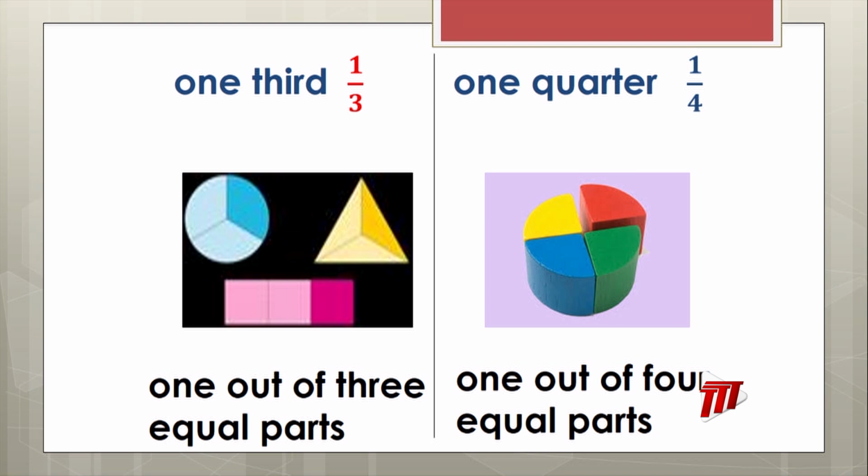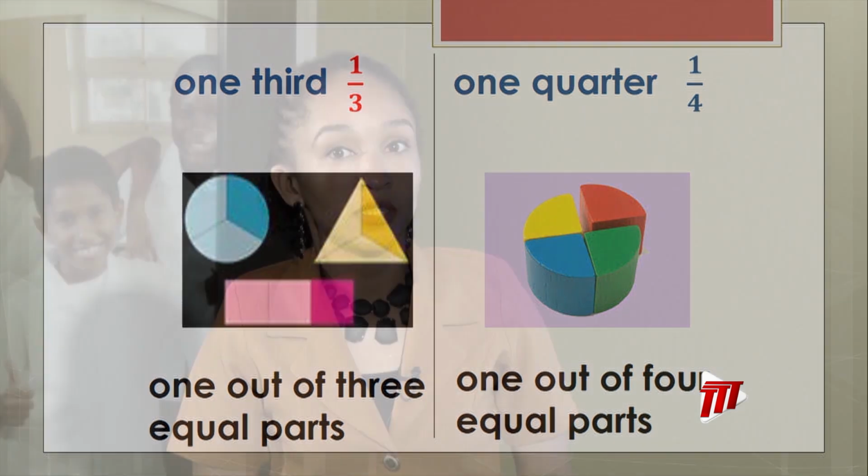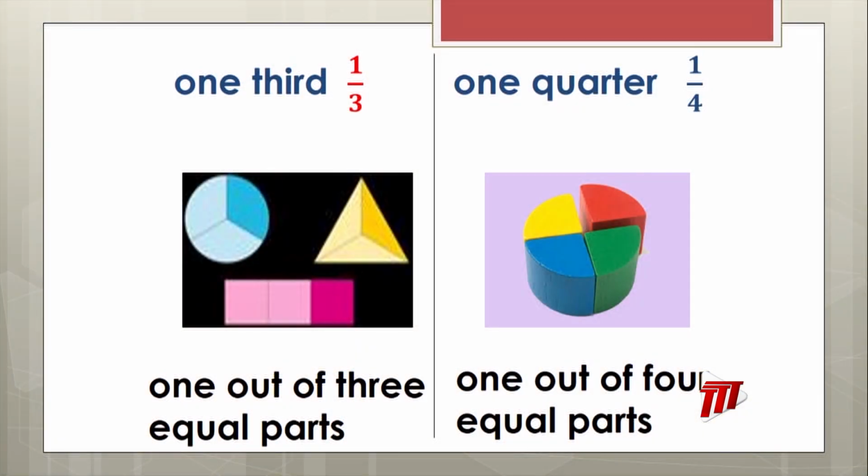What about 1/4? Now from time to time you may hear people say 1/4. That is also acceptable. But we are looking at it as a quarter. Okay, I want you to remember the word quarter. 1 out of 4 equal parts. Now there are many different ways we could represent this. Let me show you another way.